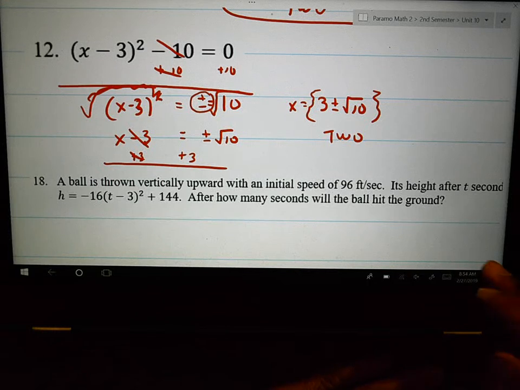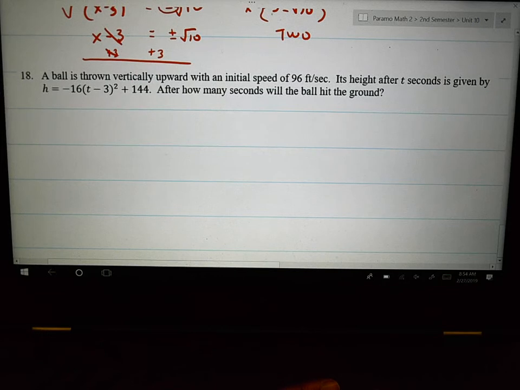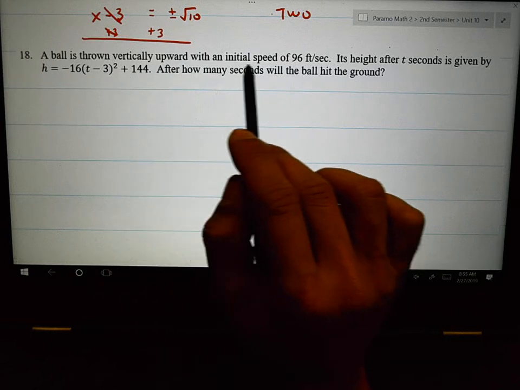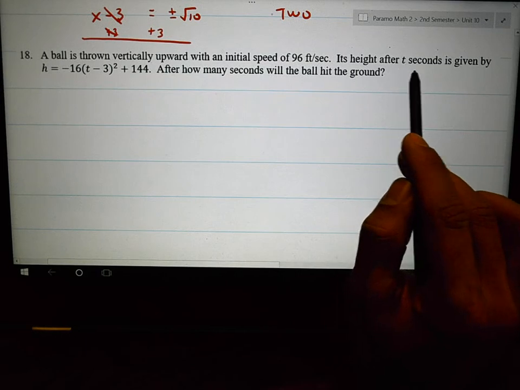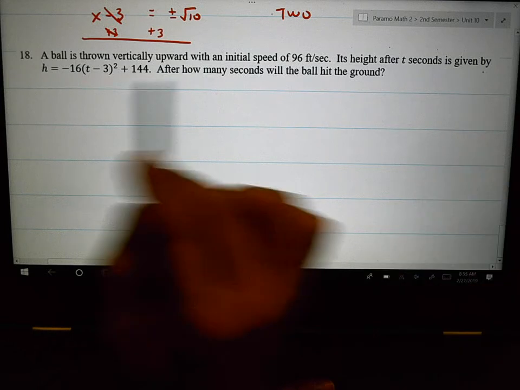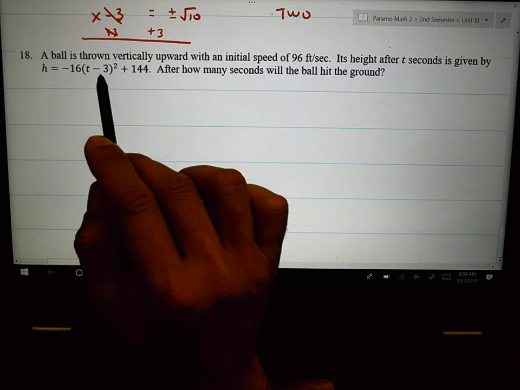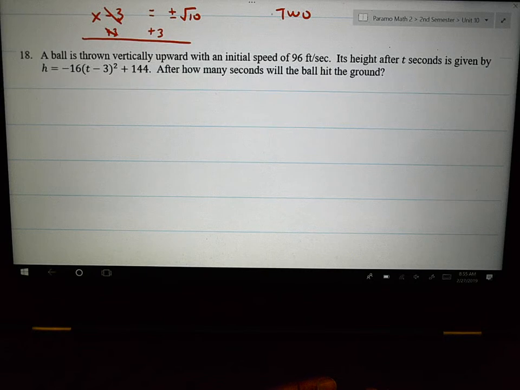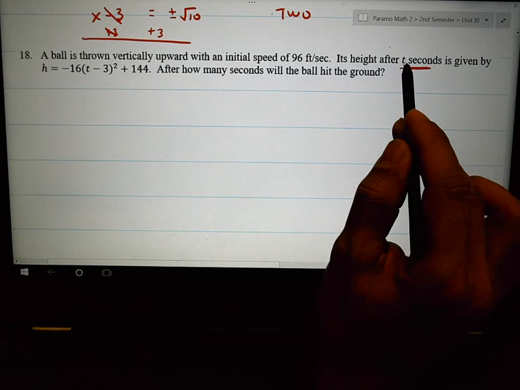The last example I have for you is number 18, because I figured we might as well do a word problem as well. A ball is thrown vertically upward with an initial speed of 96 feet per second. That's just there to confuse you. Its height after t seconds, that's telling you that the variable t is measured in seconds, is given by h for height is equal to negative 16 parentheses t minus 3 squared plus 144. After how many seconds will the ball hit the ground? How many seconds? Seconds is t. You need to figure out what the t is.